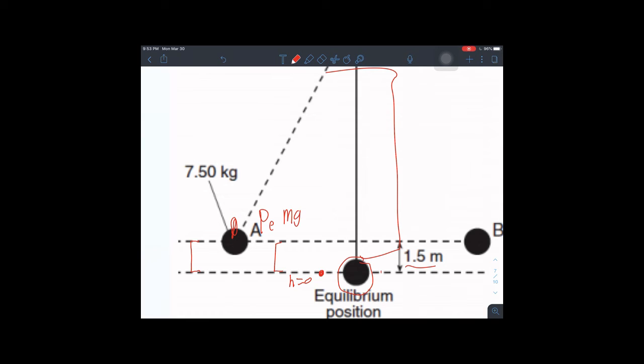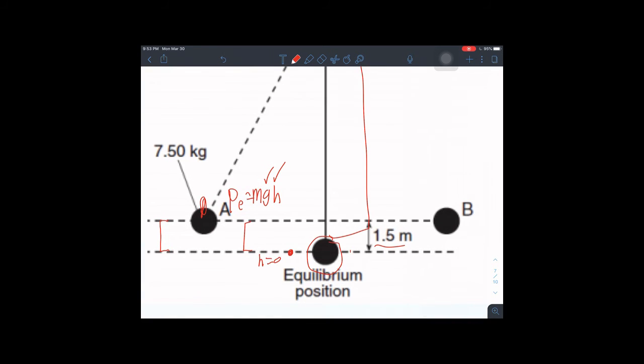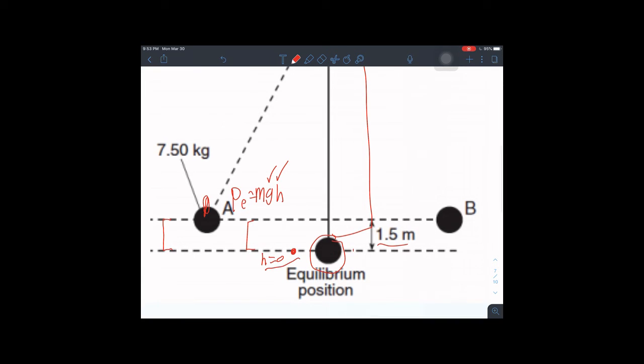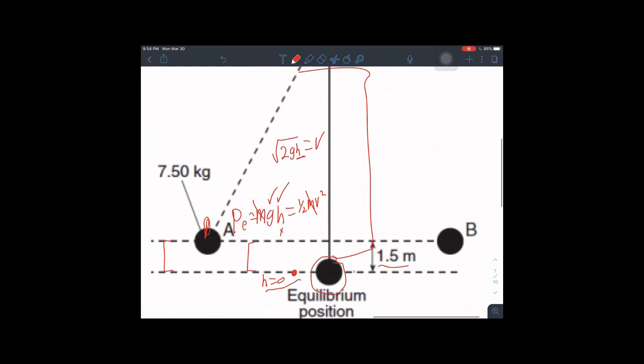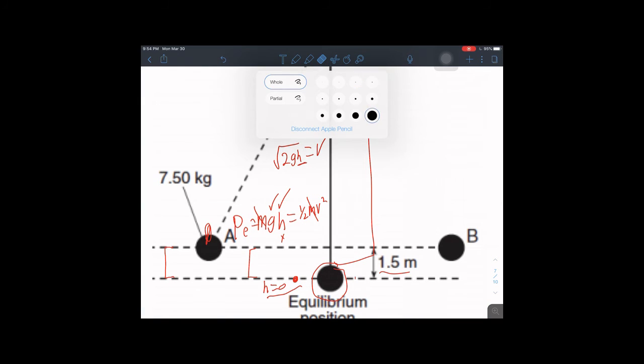So mgh is what potential equals. We know the height, and we know our gravitational acceleration. At the bottom, we know it has no potential energy. I define this height as 0, so its height would be 0. So we know it has all kinetic energy, which is 1/2 mv squared. Well, we don't need to know mass, so solving for velocity, we get that the square root of 2gh is equal to velocity. Now we just have to find height. How do we find height?